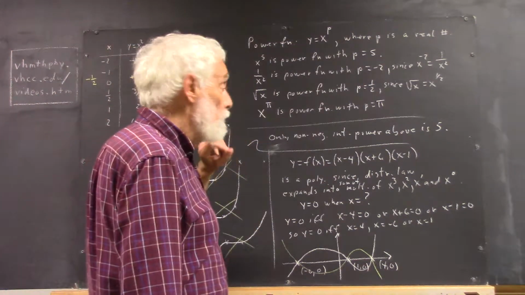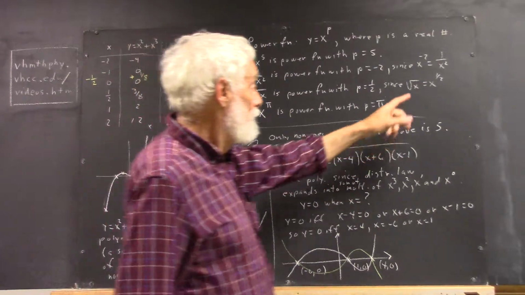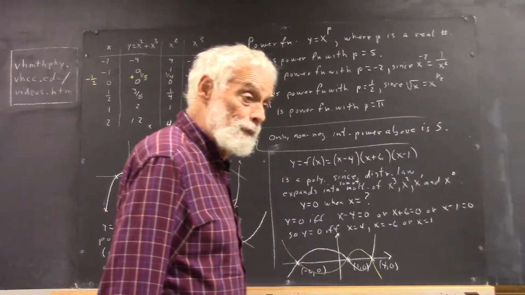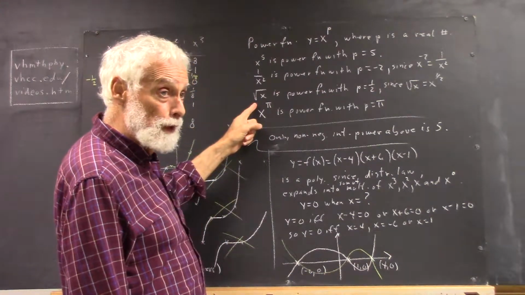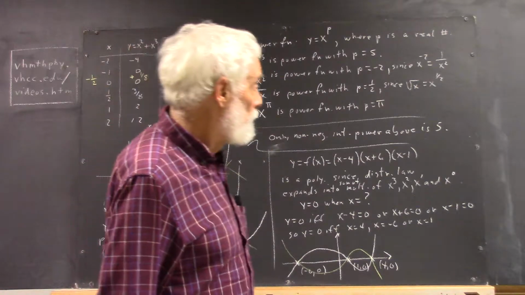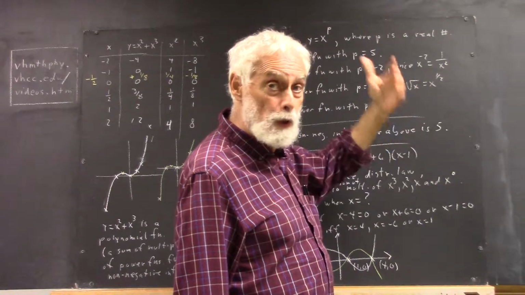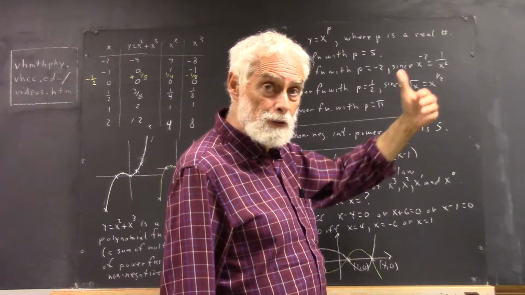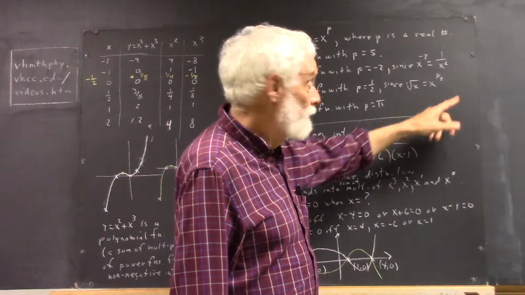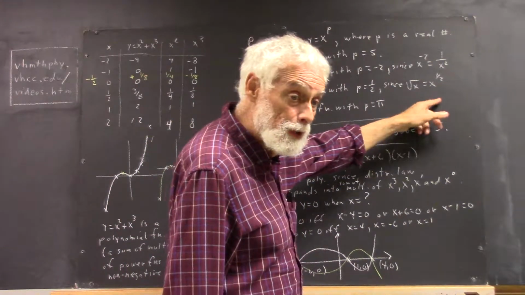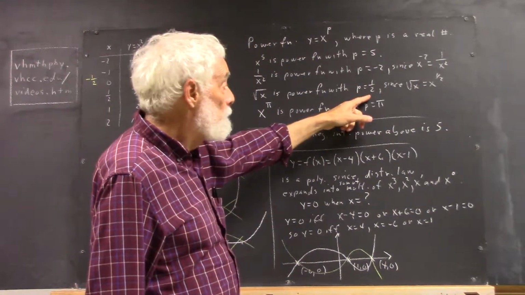Okay, square root of x. Well, I hope you know that the square root of x is x to the 1/2 power. Why is that? Well, if you multiply the square root of x by the square root of x, you get x. And if you multiply x to the 1/2 by x to the 1/2, you get x to the 1/2 plus 1/2, which is x to the 1, which is x. So the square of this is x, so these are identical. Now that's a power function, of course, with p equal to 1/2.